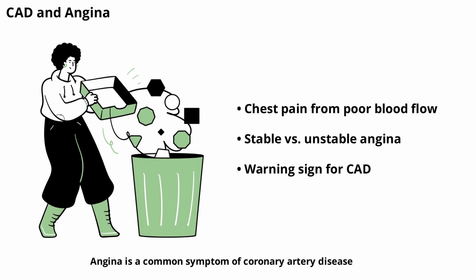Angina is a common symptom of coronary artery disease. It's usually described as chest pain or discomfort that occurs when the heart muscle doesn't get enough oxygen-rich blood. Angina can be stable, occurring with exertion and relieved by rest, or unstable, happening unpredictably and lasting longer. Both types are warning signs that the heart isn't getting enough blood and need medical attention.